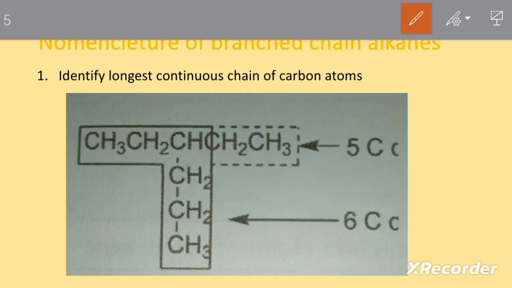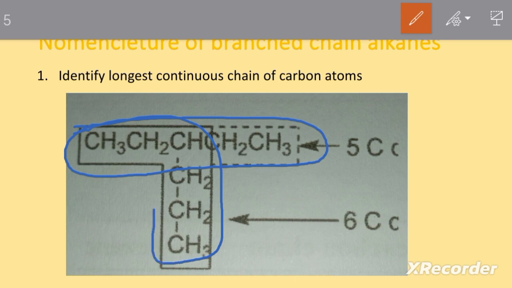And I can take another chain like this. Here 1, 2, 3, 4. 4 carbon atoms are there in that chain. So we should select the longest continuous carbon chain. Here this is a continuous chain and this is another continuous chain. From these two, the longest one is this carbon chain. So we selected this carbon chain for our nomenclature.